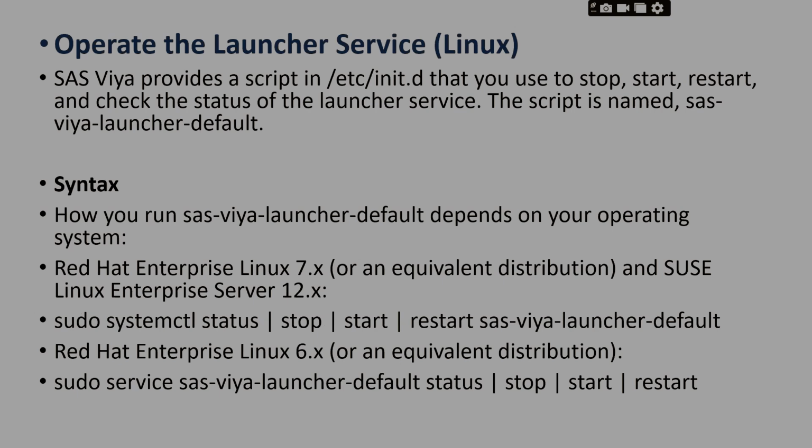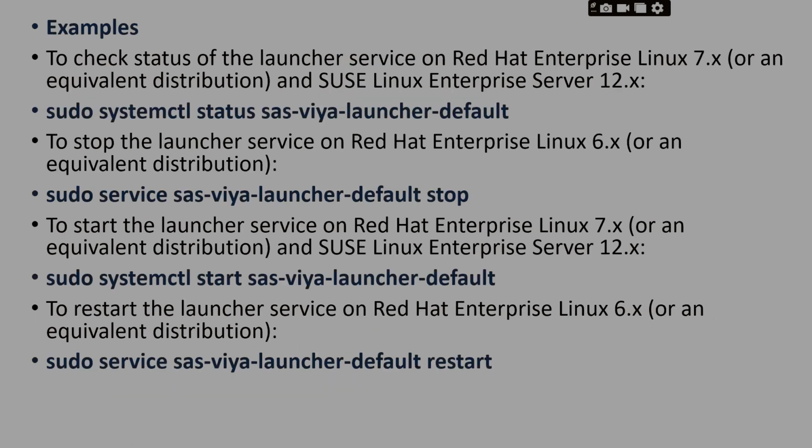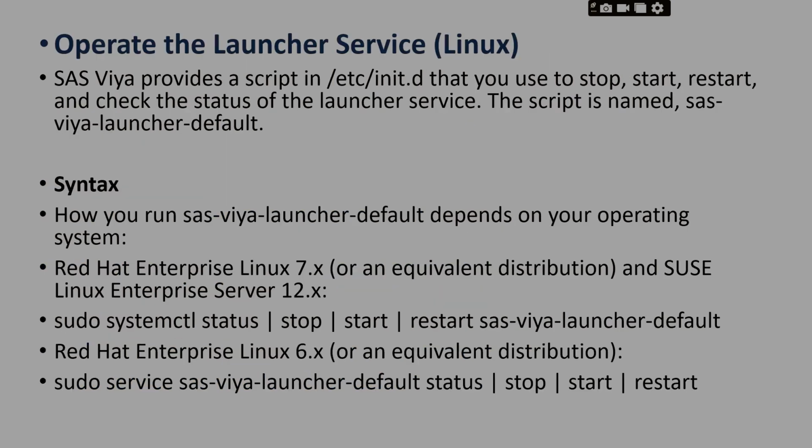Next one is launcher server or launcher service. This is a script, and the launcher service's major responsibility is that it majorly interacts with the compute server, compute service. For this also, the script is available in the etc or init directory. You can use an Ansible command to stop the entire services at a time. So the launcher service majorly interacts with the compute service.